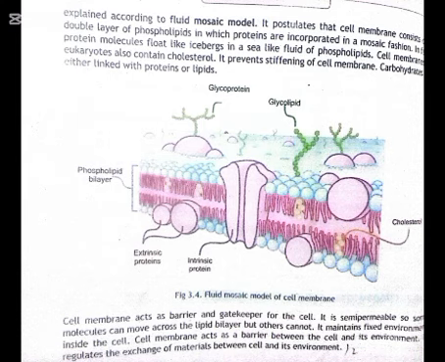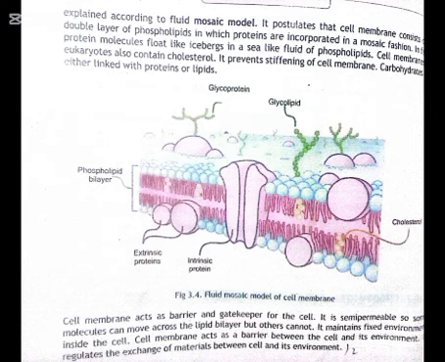So moving towards the function of cell membrane. The cell membrane performs several important functions. It protects the cell. It acts as a barrier between the cell and its surrounding. It controls the movement of substances into and out of the cell. It maintains a stable internal environment. It works as the gatekeeper of the cell.